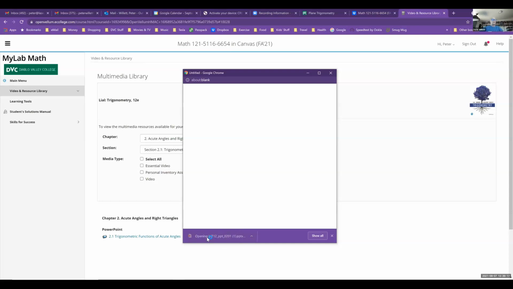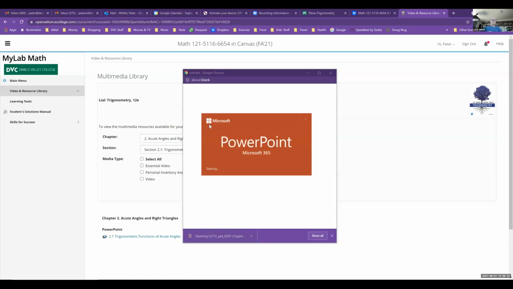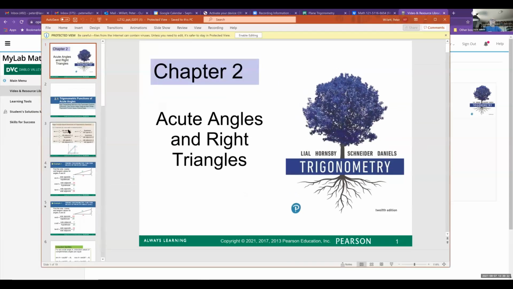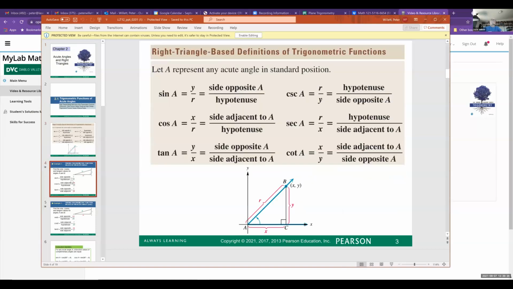So if I just double click on it, it'll open it up. And then it'll open up the same slideshow we were just looking at, but on my computer instead. And I was doing it on the tablet because then I have the stylus so that I can draw, but here's the slideshow that we were just looking at. So this way you can look these up.